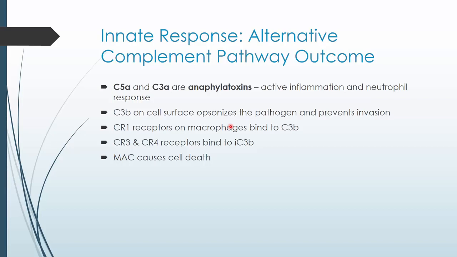C3b, which is the protein that's bound to the cell surface, coats and opsonizes the pathogen, so the pathogen can no longer enter the body or enter a cell. So it prevents infection to start with.